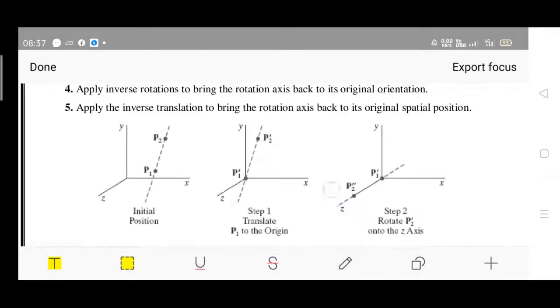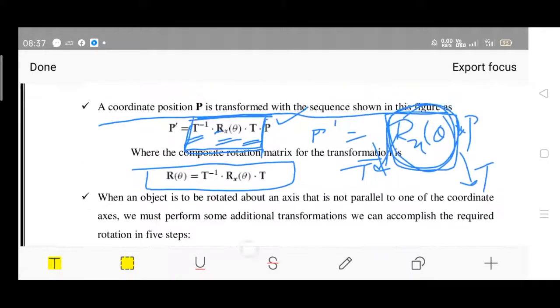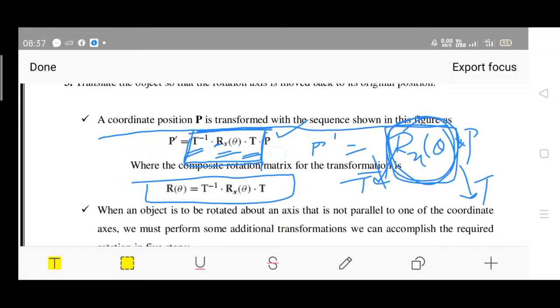Okay, so just go through these steps once, note down the contents. These equations are very important. If you have any doubt, you ask.